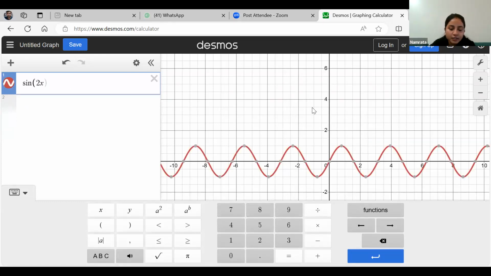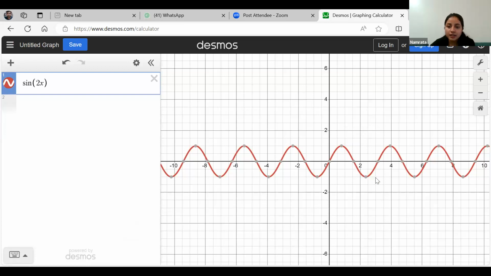If I take sine 2x, can you see the maximum value is 1 and the minimum value is negative 1? Even though we know sine x lies between negative 1 and positive 1, I am showing you that if we have sine 2x instead of sine x, the maximum value is still 1 and the minimum value is still negative 1. Can you see it?